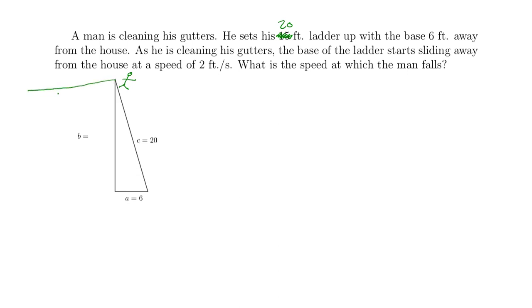Oh, that's terrible. We've got the rest of the house here. There's their roof. So this is what they look like. They're up here cleaning the gutter, and they set the 20-foot ladder, that's this length here, up against the house, 6 feet away from the house. What happens is that the ladder starts sliding away from the house. It starts moving this way.